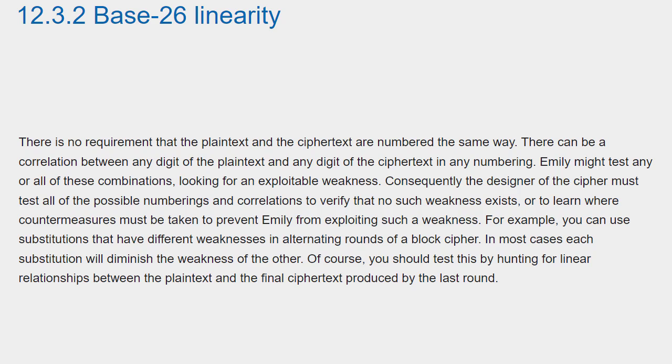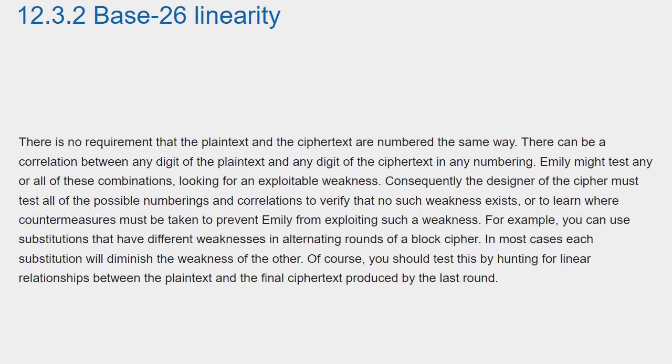Emily might test any or all of these combinations, looking for an exploitable weakness. Consequently, the designer of the cipher must test all of the possible numberings and correlations to verify that no such weakness exists, or to learn where countermeasures must be taken to prevent Emily from exploiting such a weakness. For example, you can use substitutions that have different weaknesses in alternating rounds of a block cipher. In most cases, each substitution will diminish the weakness of the other.